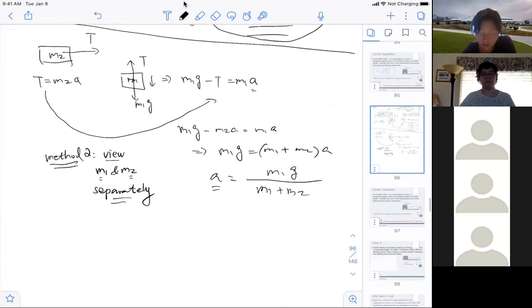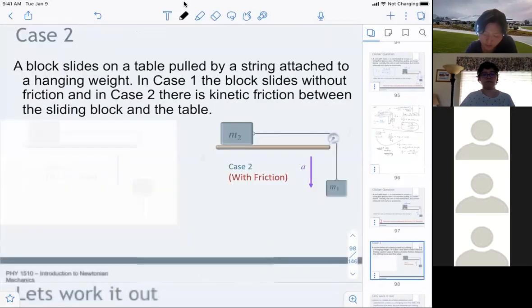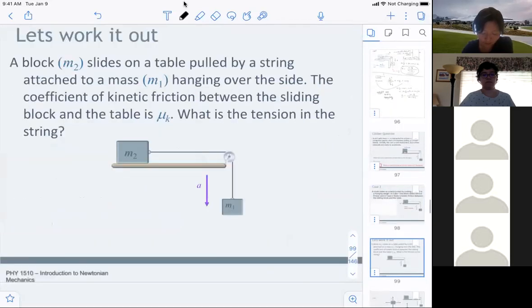Okay, now let's look at where you have friction. Then the only difference you need is to add a friction here. So all the methods you have done also work. You just need to add friction here. So let me show you, I'm not gonna write everything now, but I'm gonna show you my slides. How do you view M1 and M2 separately to solve for the tension and the acceleration?